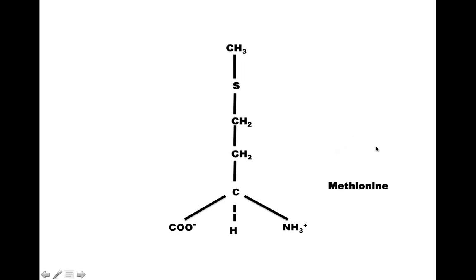Another structure is methionine. Now methionine is one of the structures which contains sulfur, right? This contains a sulfur. So this is one of the sulfur containing amino acids. But this sulfur is occupied by a methyl group, unlike another sulfur containing amino acid which is cysteine.